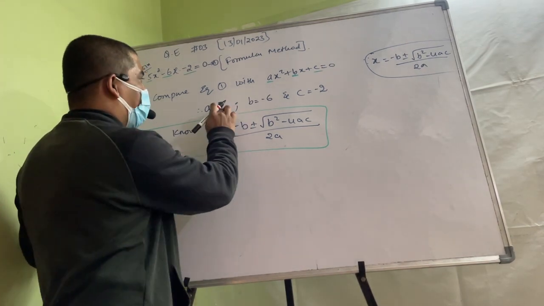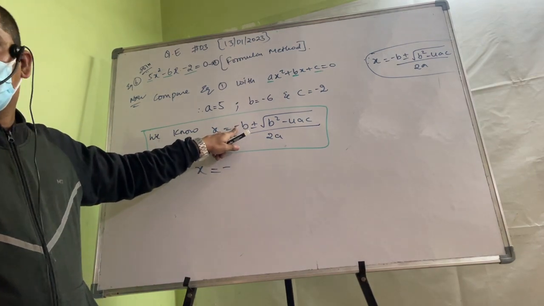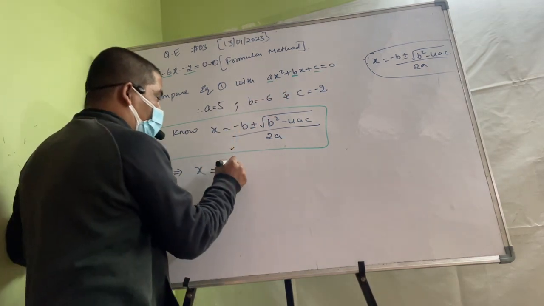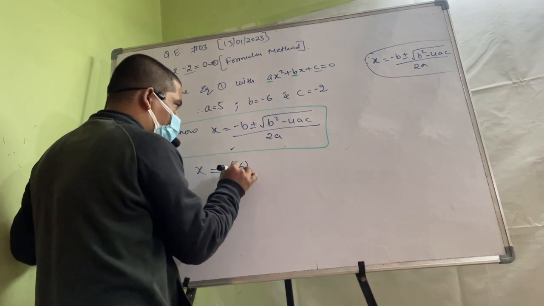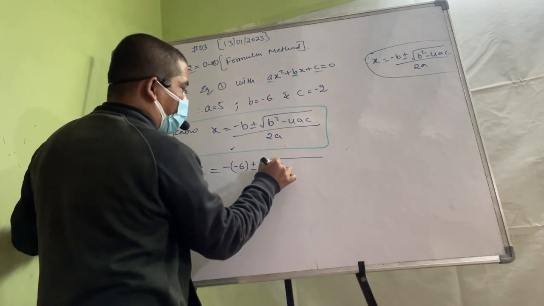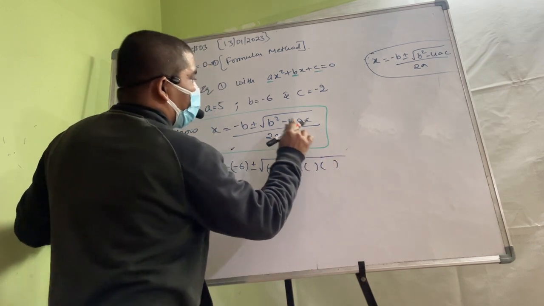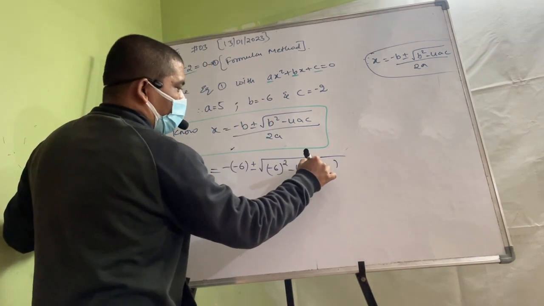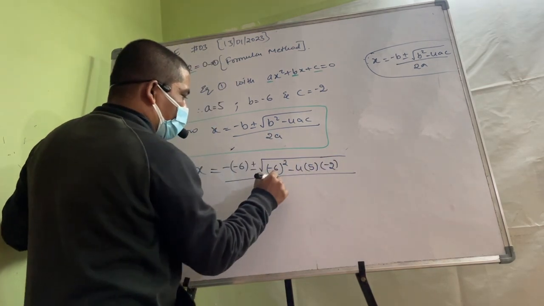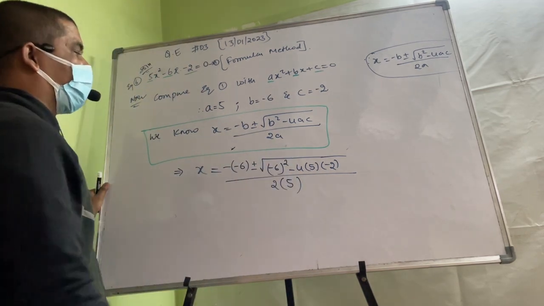Minus b. B value how much? Minus 6. Be careful. This minus is from formula. This minus is from quotient. Getting with this? So here you write minus 6. Plus or minus under root b square. B value how much? Minus 6. Whole square. 4ac. A value how much? 5. C value how much? Minus 2. Whole divided by 2a. 2 into a. A value how much? 5. Now we should solve this.